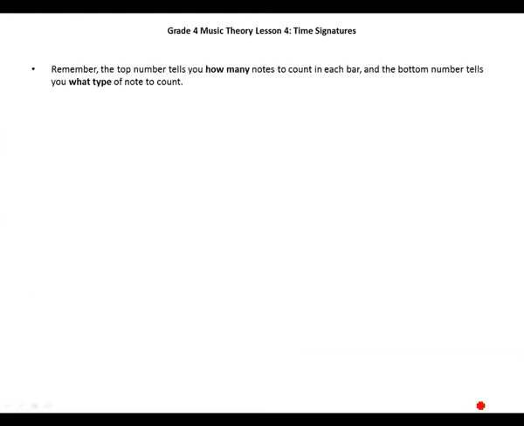Remember, the top number tells you how many notes to count in each bar, and the bottom number tells you what type of note to count. So we're saying the top number tells you how many notes to count in each bar. Then the bottom number tells us what type of note to count.